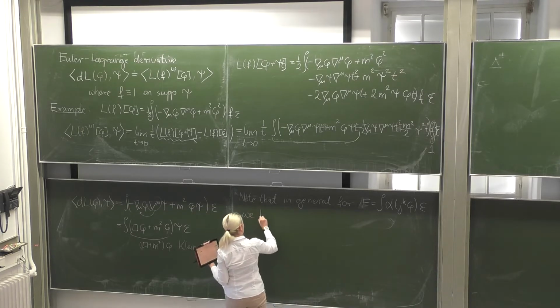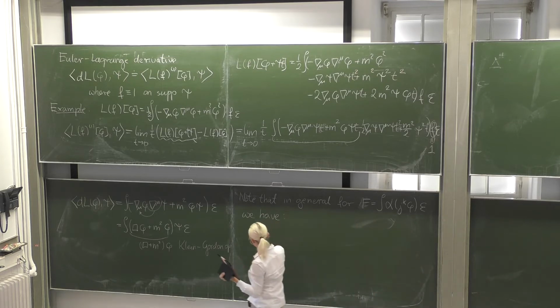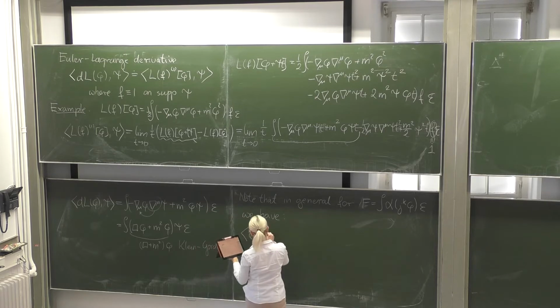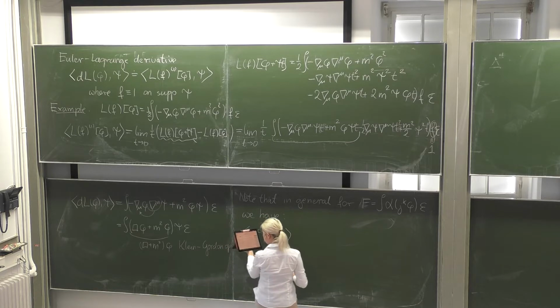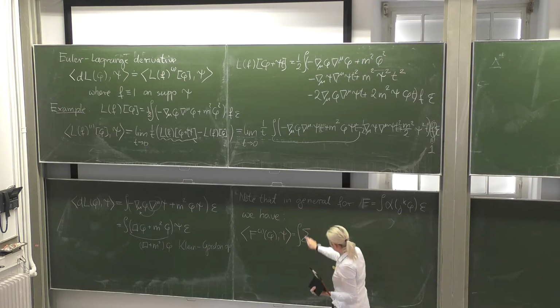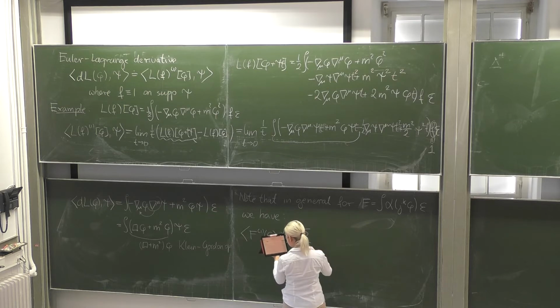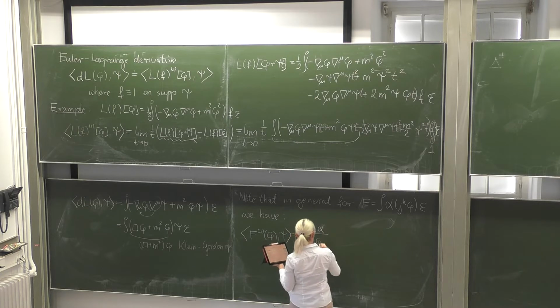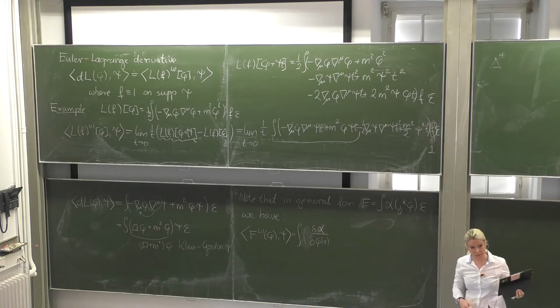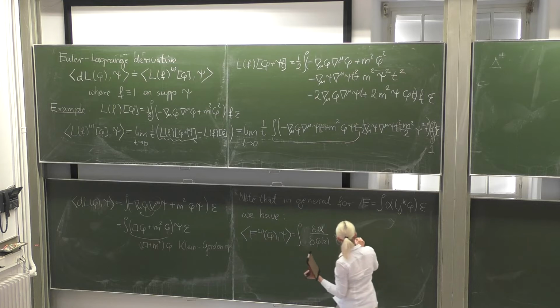Now, you can easily see how this formula for the derivative generalizes. So the first derivative of f at phi in the direction of psi can be written as, now you have to take into account all the derivatives. Maybe let's just write it by hand. So there is d alpha over d phi of x. So this is the dependence on the fields themselves times psi of x.